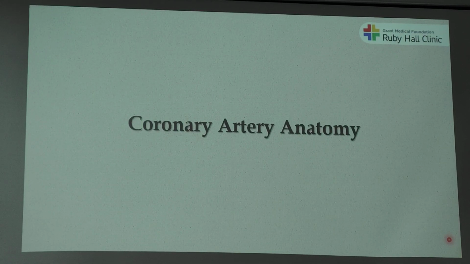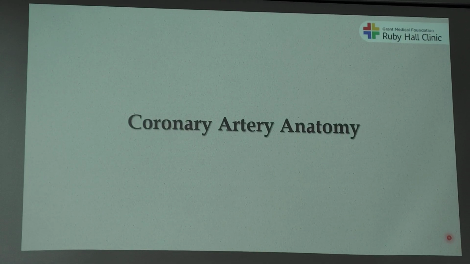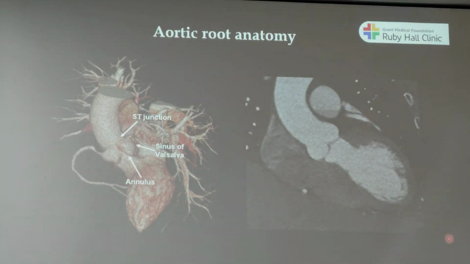Okay, let's look at the coronary anatomy. To look at the coronary arteries, we have to know the aortic root anatomy in detail. So we know that now aorta is arising from the left ventricle. Aortic valve is a tricuspid structure. There are 3 cusps in there.